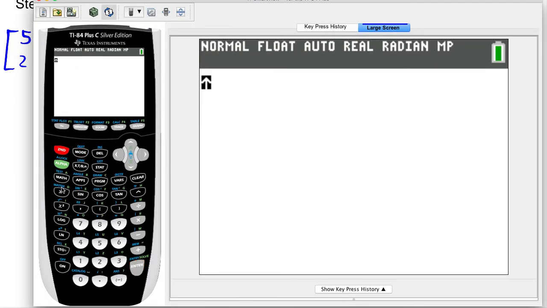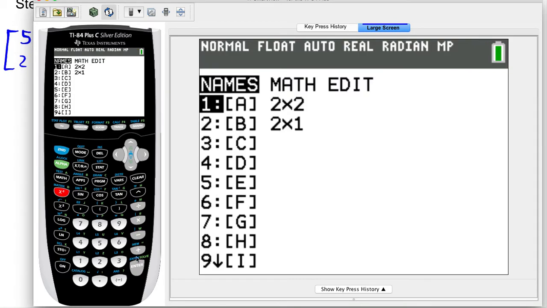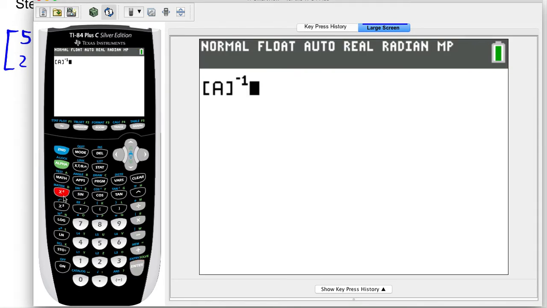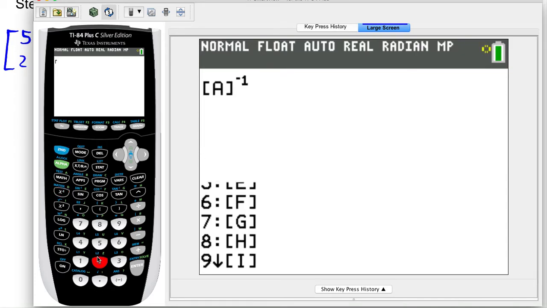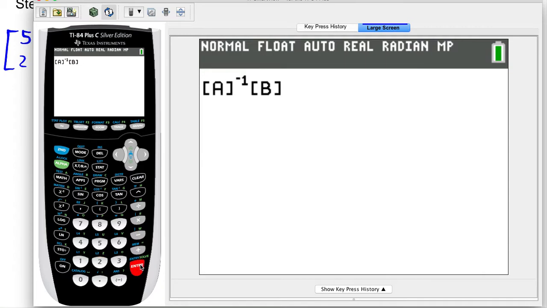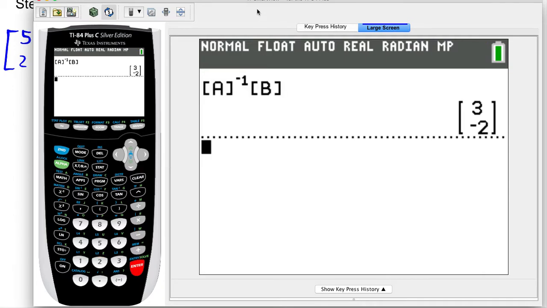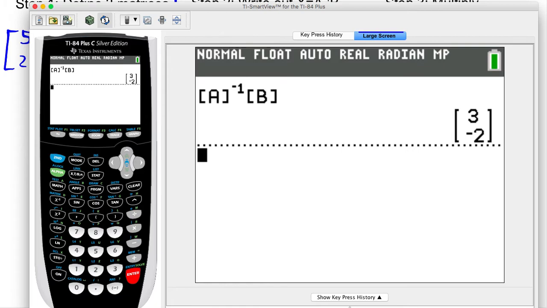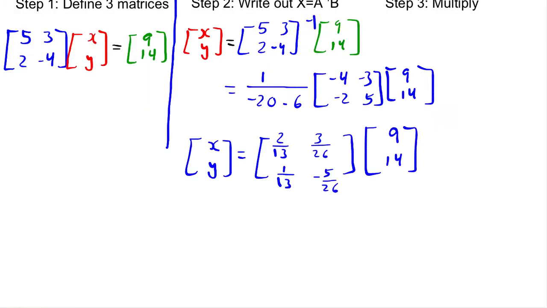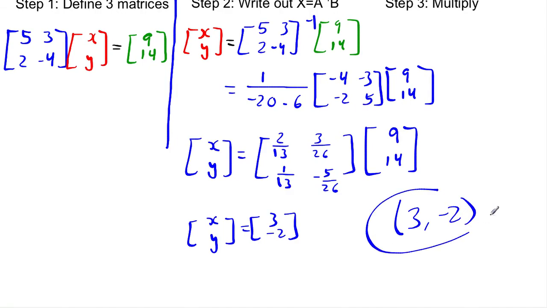So how does my equation look? Well, it looks like it's the inverse of matrix A times matrix B. There we go. 3, negative 2. So if we could just continue with all these ugly fractions, we would have actually gotten that. So we get xy is equal to 3, negative 2. What does that mean? It means that x is 3, y is negative 2.